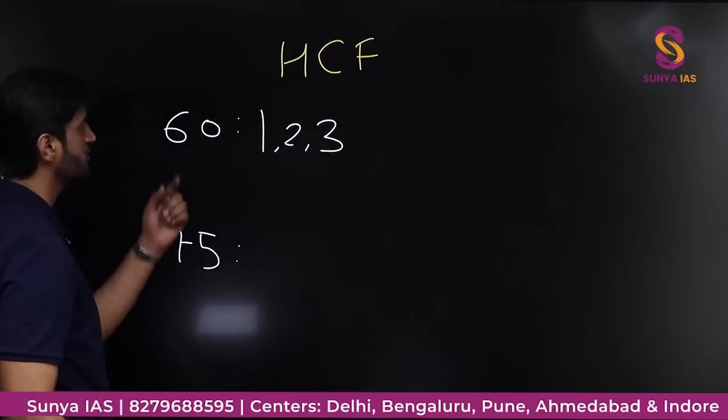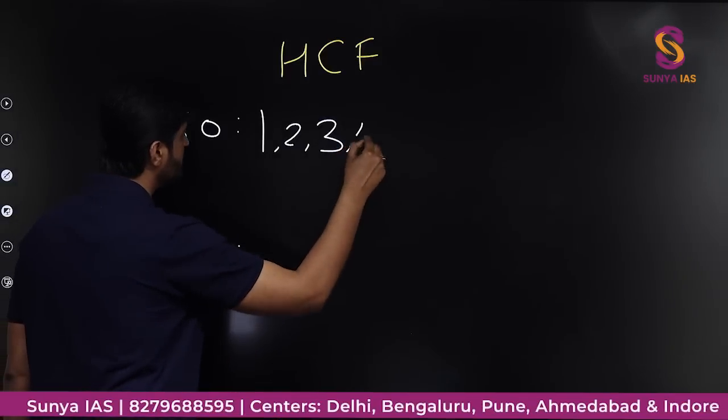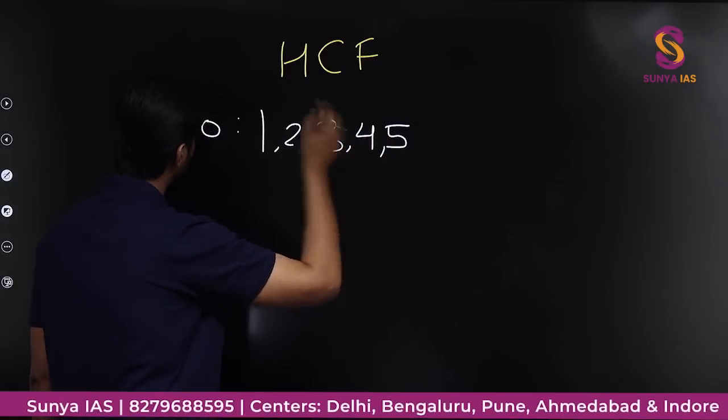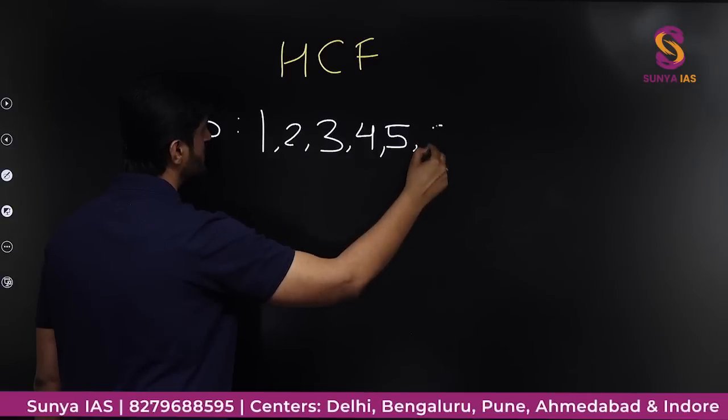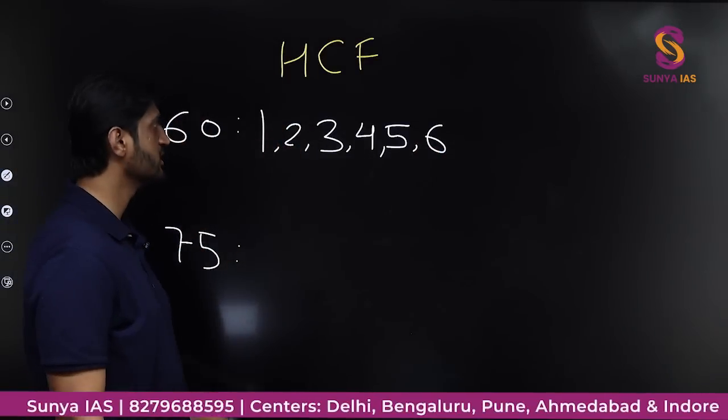3 is also a factor of 60. If you divide 60 by 3, you get a value of 20. Similarly, 4 is a factor. 5 is also a factor of 60. And 6 is also a factor of 60, because it divides 60 perfectly. The result you get is 10.